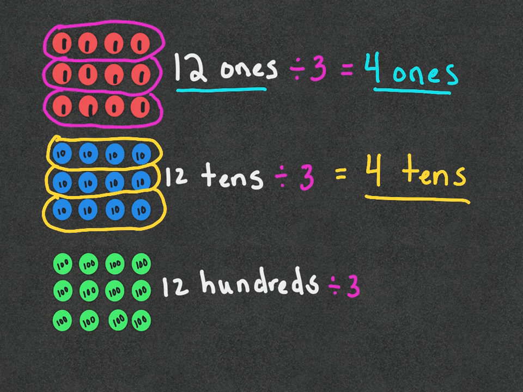Okay, and now we have the same thing with the hundreds. How many groups do we have? Well, we're dividing by 3, so each of these 12 hundreds we're putting into 3 equal groups. We have one group, and the second group, and a third group. And how many do we have in each one of these? Well, we've got 4 hundreds.